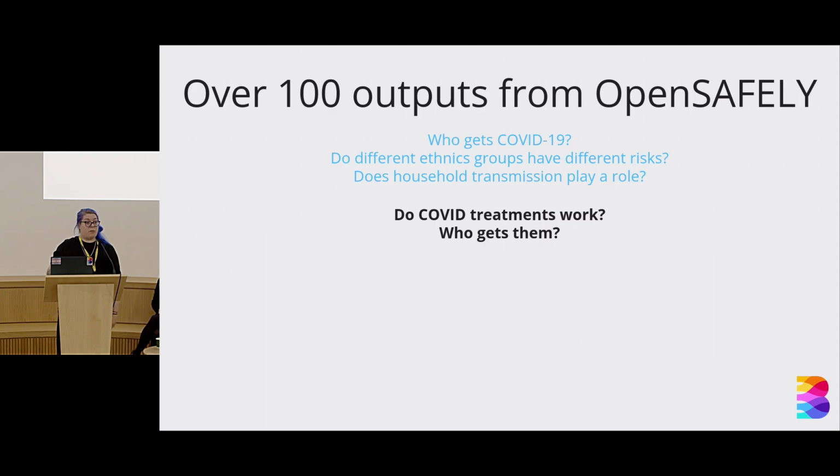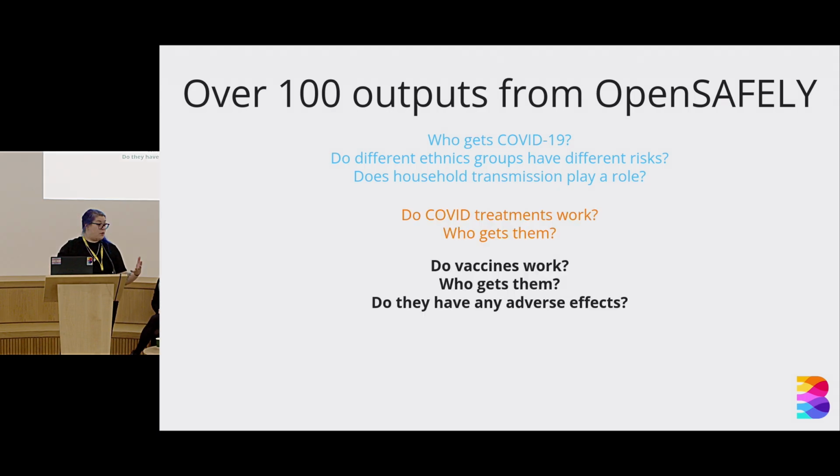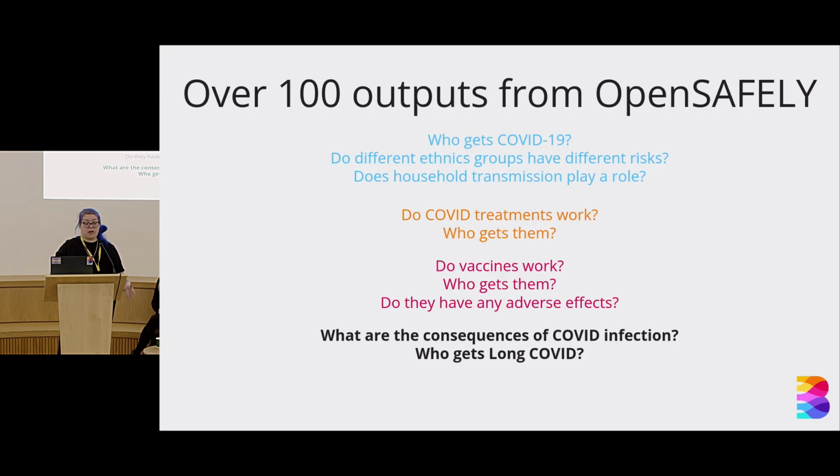Things like, do COVID treatments work? Who gets them? Do vaccines specifically work? Are there any adverse effects? Obviously it's a hot button topic in some places in the world right now, and being able to answer those questions with hard data is incredibly valuable. And things like, what are the population level impacts of the COVID pandemic? What is long COVID doing to us?